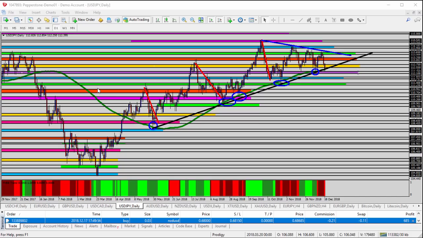Starting here on the daily time frame, I've zoomed out so we can see a good bit of the trend on this currency pair. Much of 2018 has been an uptrend. We started all the way down here back in March at the bottom left into the 104s, and now here we are all the way up into the 112s.